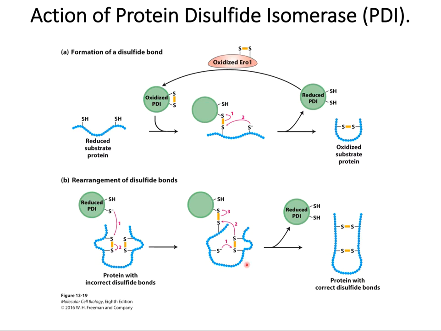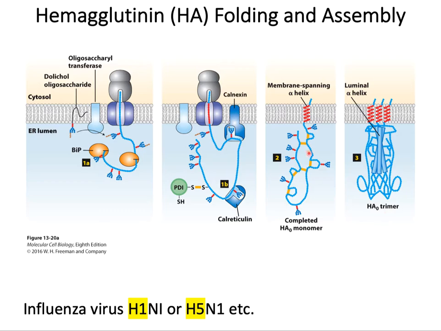Now the bottom panel shows the rearrangement of improper disulfide bonds. Sometimes the PDI can make mistakes and wrong disulfide bonds can be formed, but the PDI can correct those mistakes by repeated reactions until the protein is folded in the most thermodynamically favorable condition. So a very important protein. So here is an example of the influenza virus hemagglutinin folding and assembly.